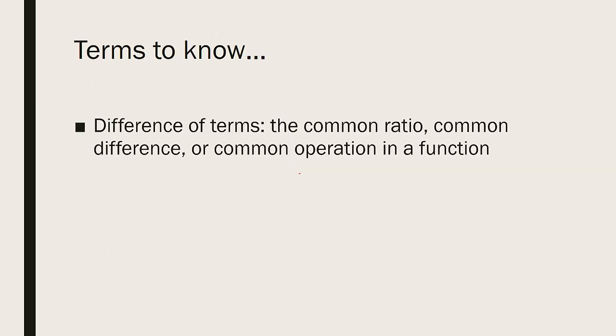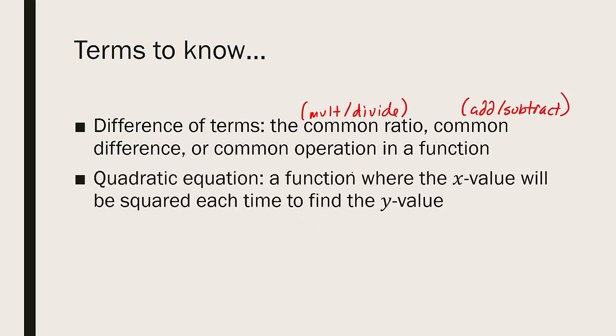Okay. Terms to know. Difference of terms. It's either the common ratio, which is when you are multiplying or dividing. Okay, so multiply, divide. Common difference: add, subtract. Or common operation in a function, meaning like if you square every time. Quadratic equation, it's a function where the x value will be squared each time in order to find the y value.